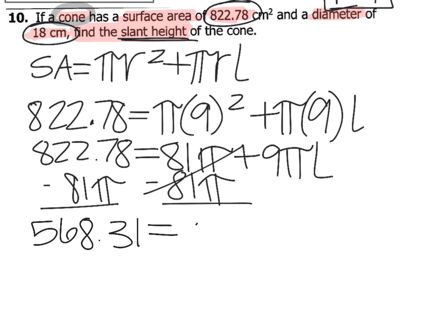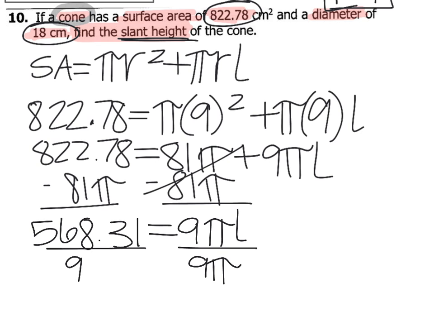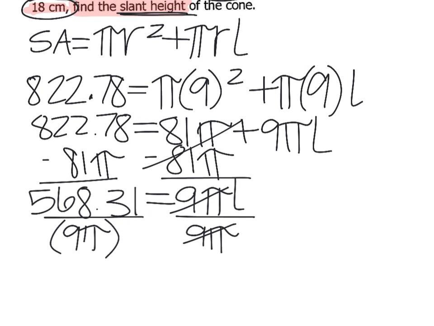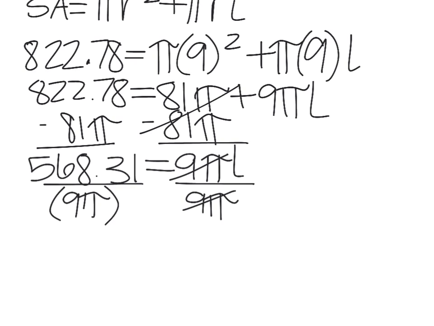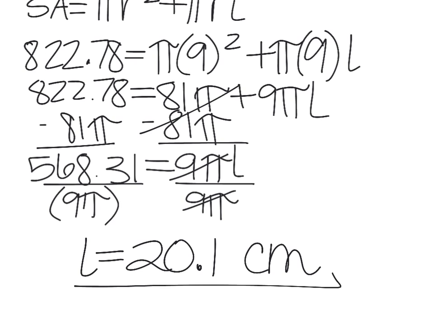568.31 equals 9 pi times our slant height. Then divide both sides by 9 pi because we want to get that L by itself. 9 pi's will cancel out over here. Be sure to put parentheses around that 9 pi when you're plugging it into your calculator. All right, so 568.31 divided by 9 pi, and we're going to get that our slant height equals 20.1, and we're dealing with centimeters here, so centimeters, and that's our final answer.